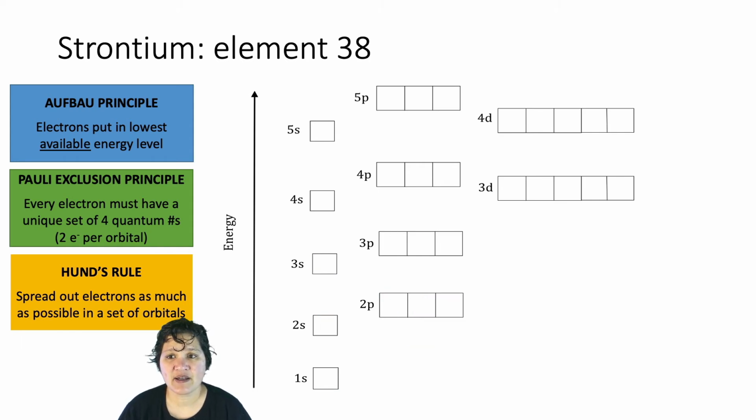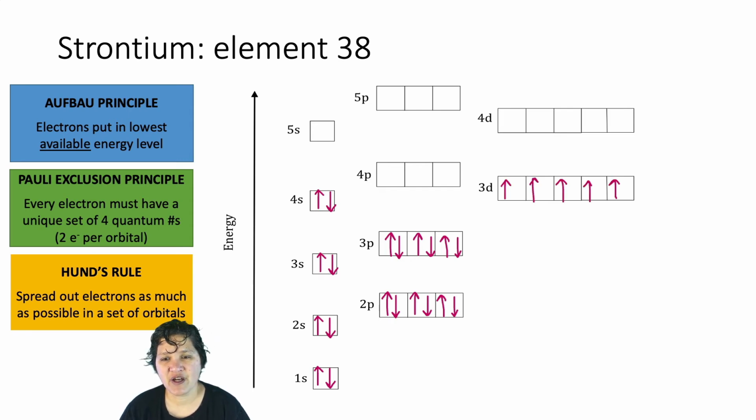Let's do one last example. We are going to do strontium, element number 38, which we will assume has 38 electrons. Again, we're going to put 2 in the 1s, 2 in the 2s, 6 in the 2p, 2 in the 3s, and 6 in the 3p, which uses up 18 electrons. We still have 20 electrons left. Now, the 4s is the next lowest energy level, so we're going to put 2 electrons there. And then we can put electrons into the 3d, 5 with one spin, and then 5 with the opposite spin, so 10 total electrons in the 3d.